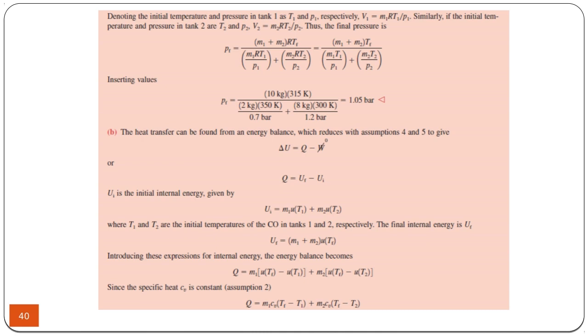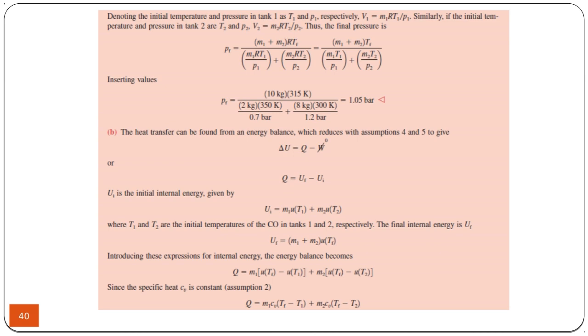So U initial can be found from the total initial internal energy of two separate tanks. In the first tank, we have M1 times u(T1). In the second tank, we have M2 times u(T2). In the final situation, we have M1 plus M2 times u(T final). So Q is the difference in the final and initial situation.